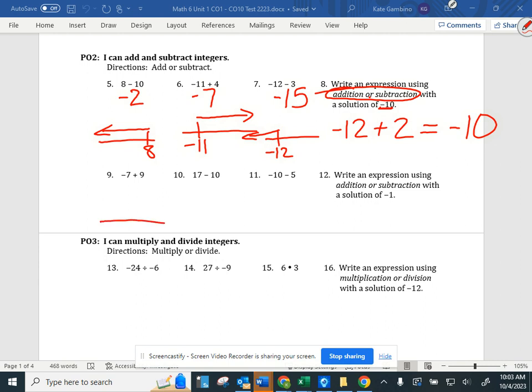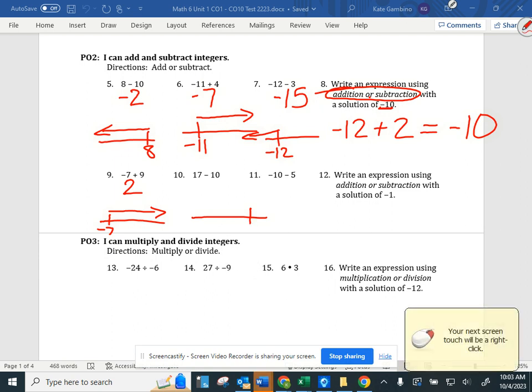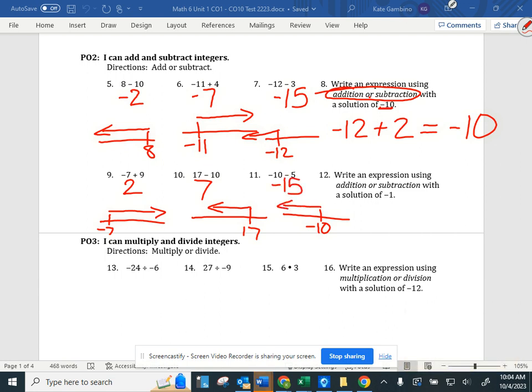Then back to that number line. If we're at negative 7 and we add 9, we go to the right and we end at positive 2. If we are at 17, and we subtract, we go to the left and we end at 7. And if we are at negative 10, and we subtract, we go to the left, so we are at negative 15.